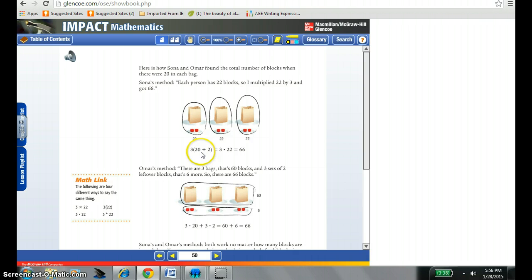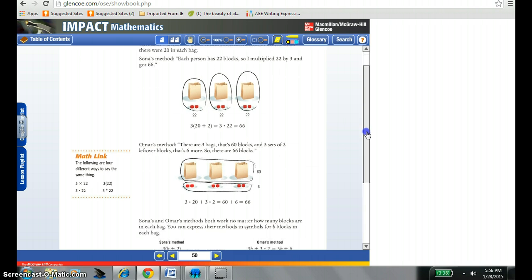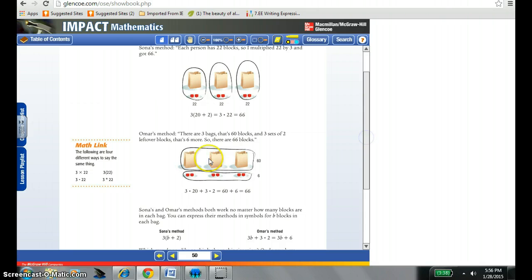First, using PEMDAS, she would do parentheses first. She added together the blocks in the bag plus the 2 blocks on the outside. She got that sum, and then she multiplied that sum by 3, and there's 66. So that's SONA's method. OMAR has a different method, but he's going to end up with the same amount.